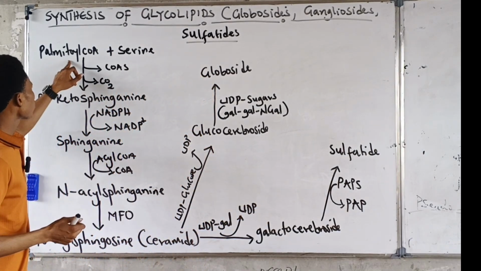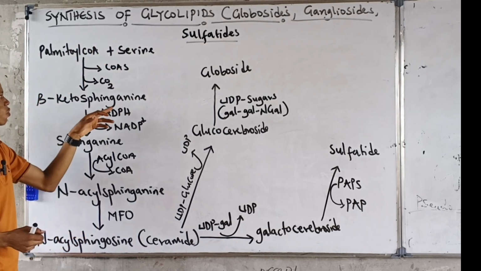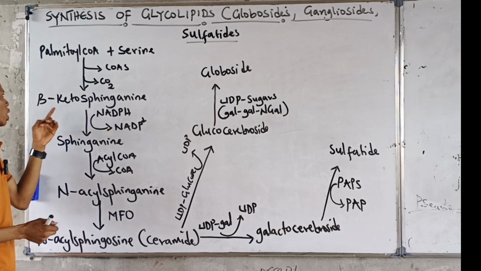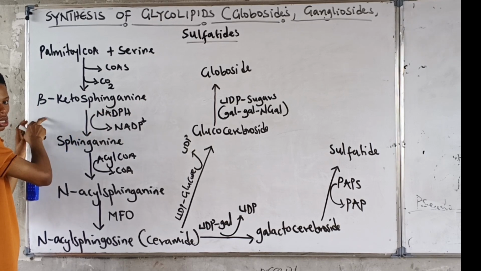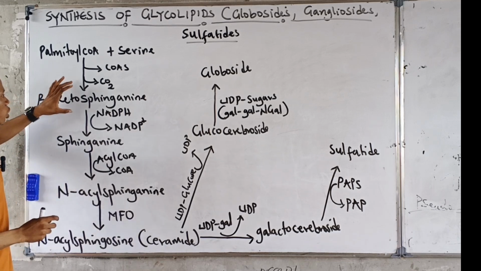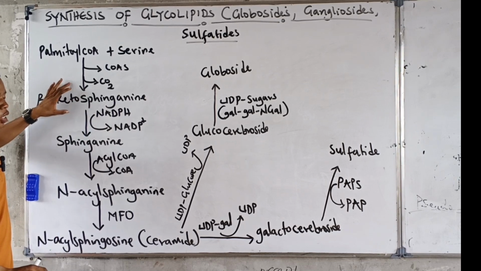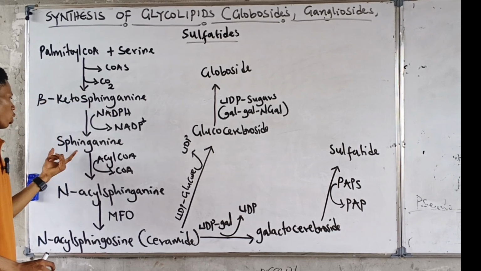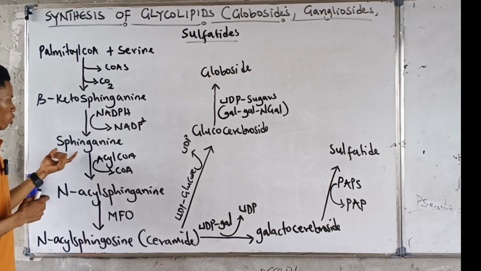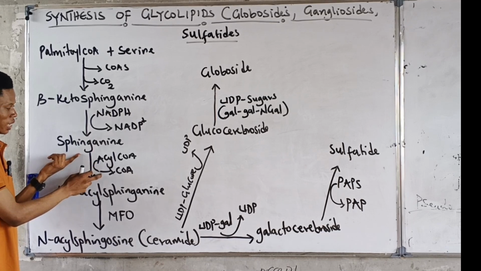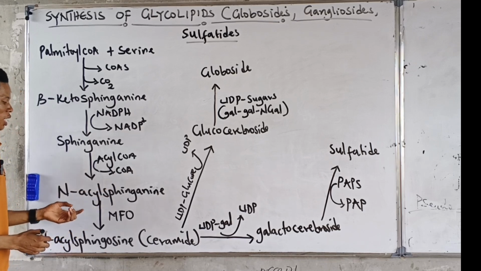Now to start, you start with palmitoyl-CoA and serine. Palmitoyl-CoA will combine with serine to form beta-ketosphingane. You can also call it 3-ketosphingane because the ketone functional group is on position 3. The next thing is you remove the keto group, so reduction is taking place. You reduce the keto functional group to an alcohol, then you have sphingane. From sphingane, acyl-CoA comes in, and an acyl group is added on the N position, so we have N-acyl-sphingane.